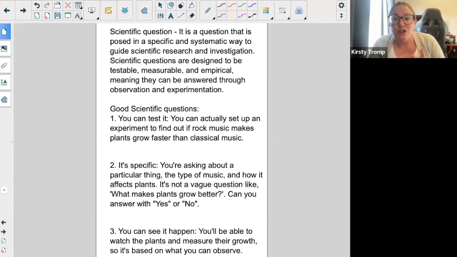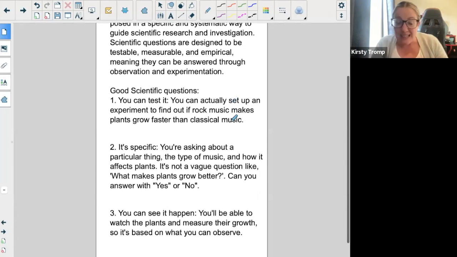So a question that you're going to ask yourself is, can you actually set up the experiment to find out if it's growing faster than if it's using classical? This one's using classical, not in the wild. So could you set that experiment up? Is it realistic? Is that a realistic experiment where you play rock music to one little seed and you put the other seed maybe outside and you play classical music to that little seed? Pretty much, hey? That's a realistic thing to do. Yeah. Okay, so you can test that.